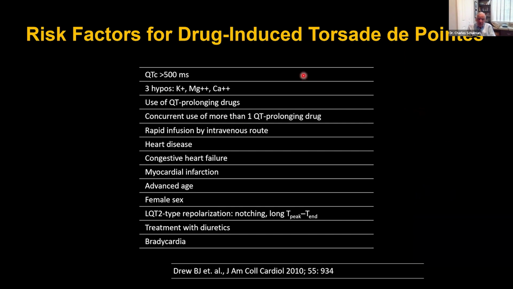There are a number of risk factors for drug-induced torsade, which is why I emphasize this, because there are a number of drugs which can lead to it. I'll get to that on the next slide. But the risk factors are QTc of greater than 500 milliseconds, then the three hypos: hypokalemia, hypomagnesemia, hypocalcemia, the use of QT prolonging drugs, the concurrent use of more than one QT prolonging drug. So these are the things that people should be aware of and on the lookout for.